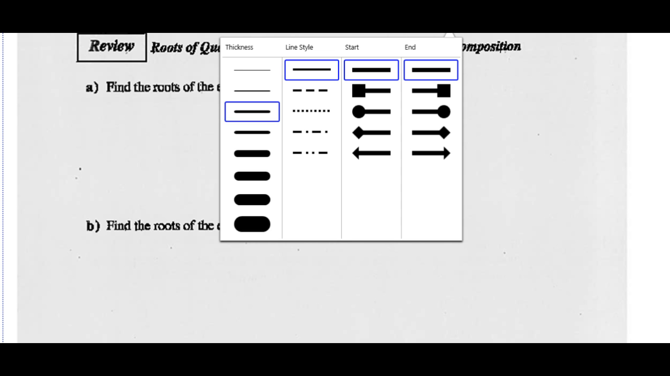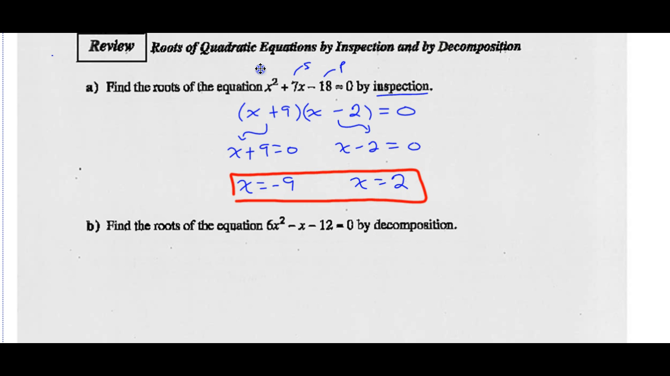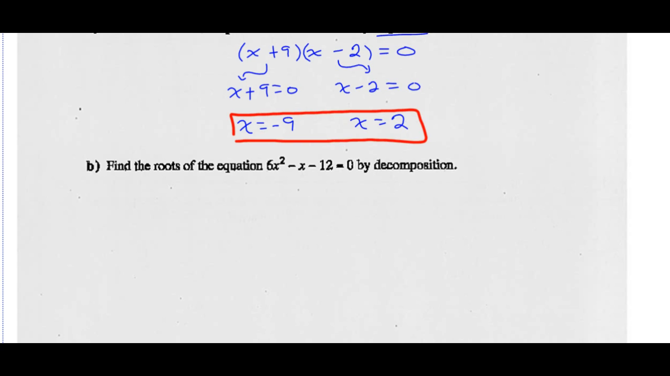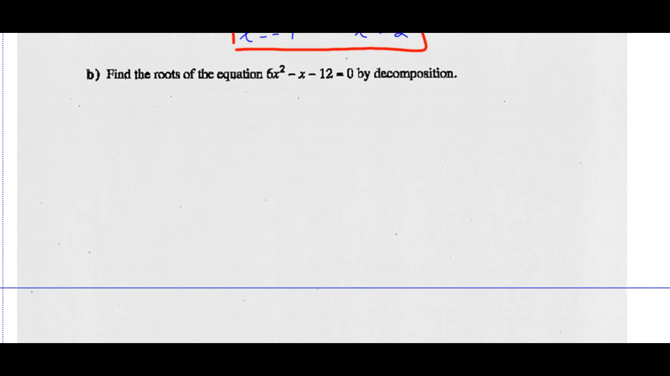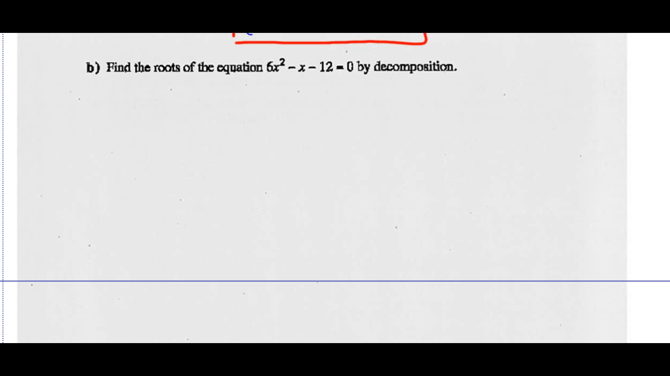Part B: find the roots of the equation 6x squared minus x minus 12 equals 0 using decomposition. So we're still going to factor, but now we have to decompose the left side of this equation. Again, we ask ourselves, what terms have a sum of the middle term, negative 1, but a product of 6 times negative 12, which is negative 72? So what numbers add to negative 1 and multiply to negative 72?